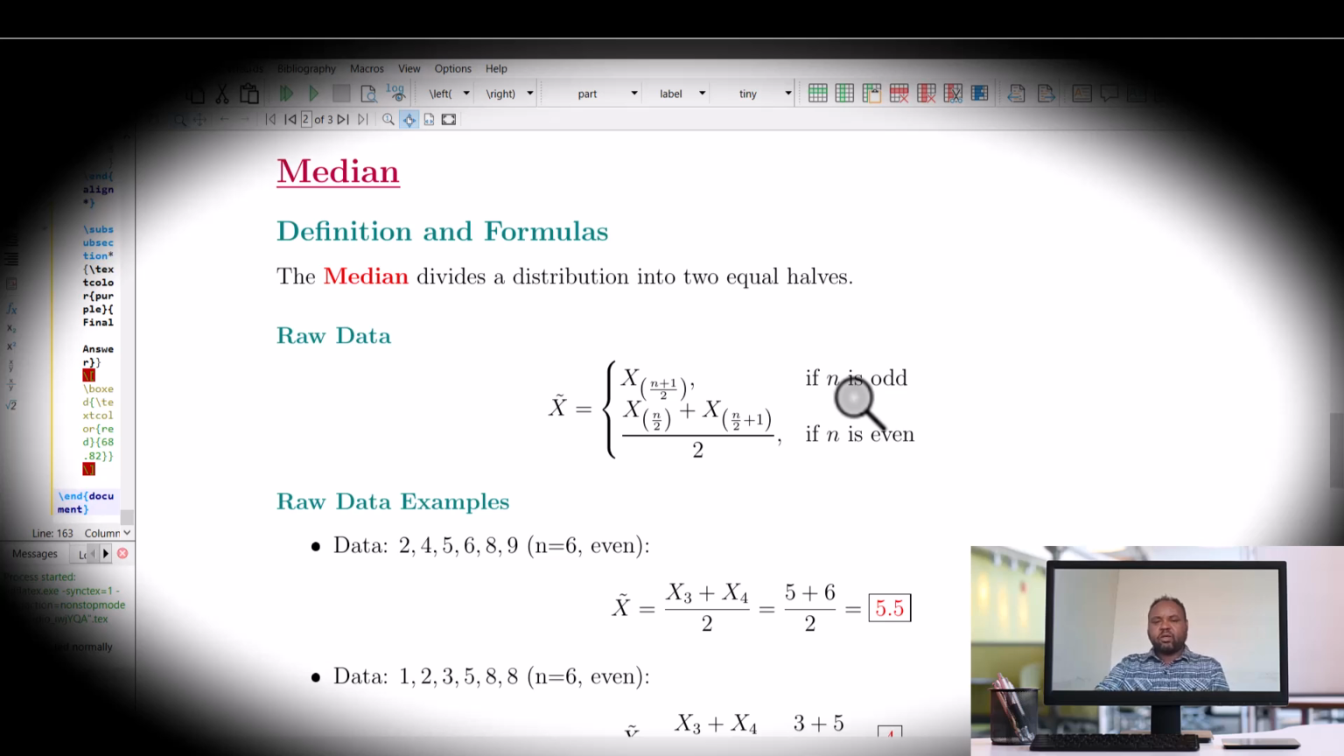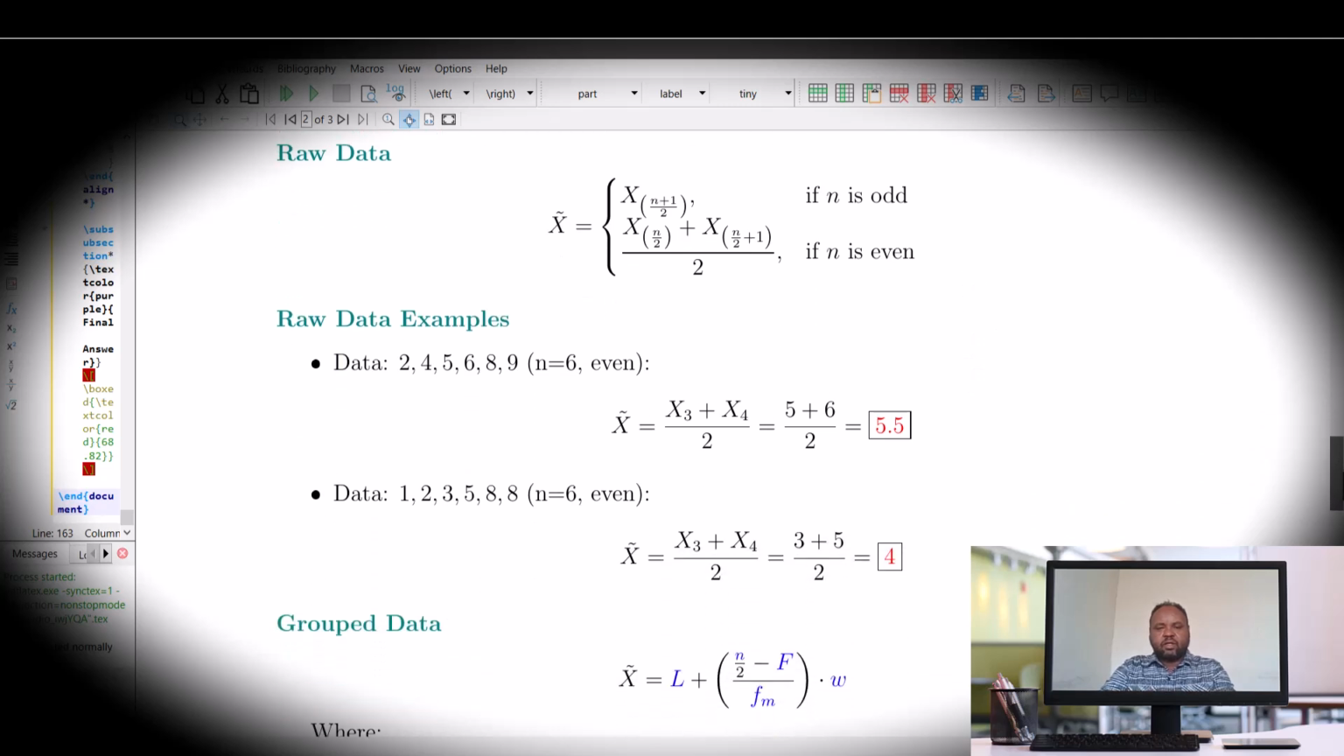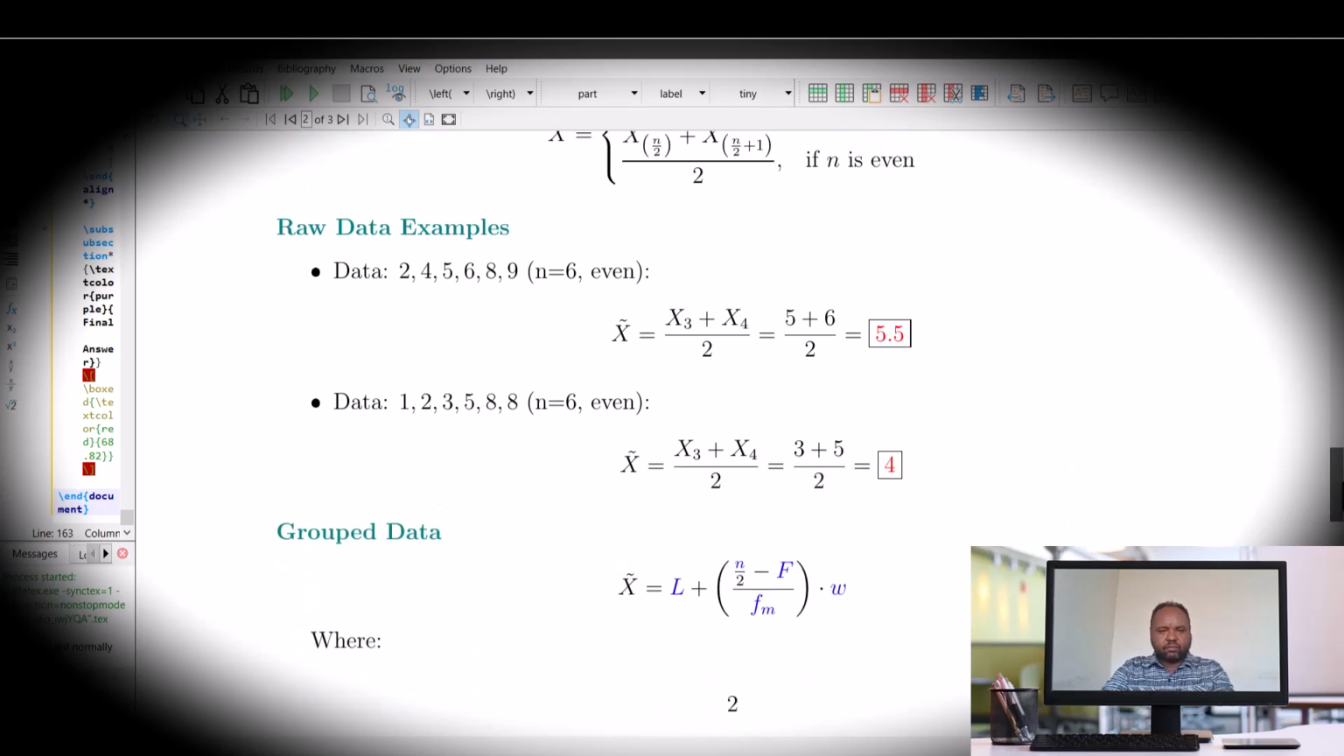where if n is odd, the middle value is to be computed using this one. If n is even, we follow this formula to find the median. So let us see some examples. Here is one possible raw data set which consists of 2, 4, 5, 6, 8, 9. The first step in computing the median is sorting the observations in ascending order.